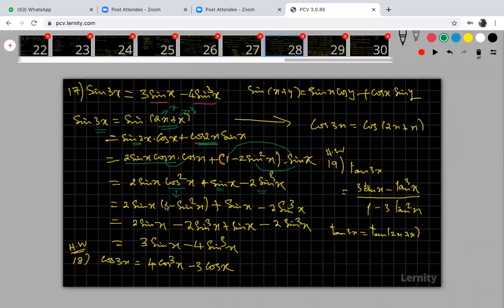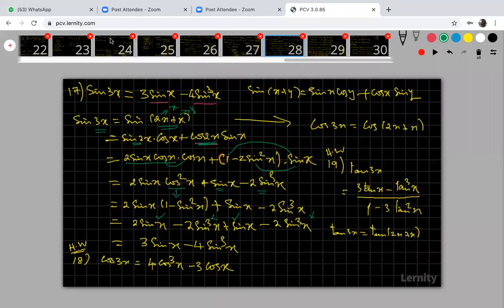Now multiply this 2 sin x; this is minus 2 sin cube x. Now add the like terms: sin x, 2 sin x, 3 sin x. These are the like terms: minus 2 sin cube, minus 2 sin cube, totally minus 4 sin cube. Any doubt? Any other doubt? Tan 3x is the homework for you. Are you able to see the screen?